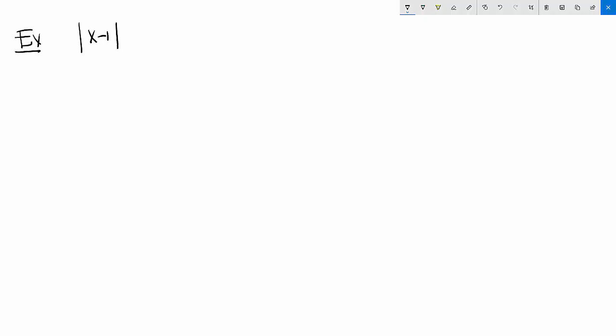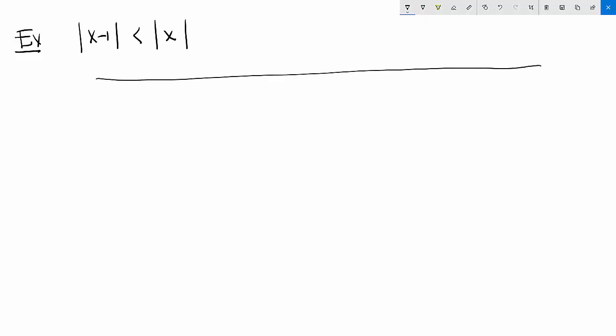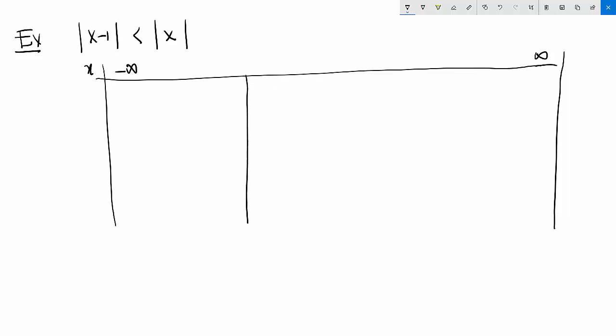Absolute value of x minus 1 is less than the absolute value of x. To help myself solve this inequality, I'll make a table. I have x here, from negative infinity to infinity. Let's look at the zeros: for x minus 1 the zero is at 1, for x the zero is at 0, so we have two zeros. x is 0 when x is 0, x minus 1 is 0 when x is 1. We order the zeros from smaller to larger.